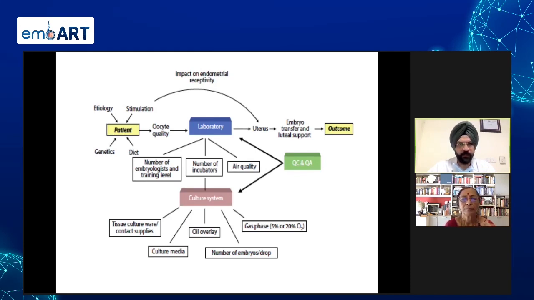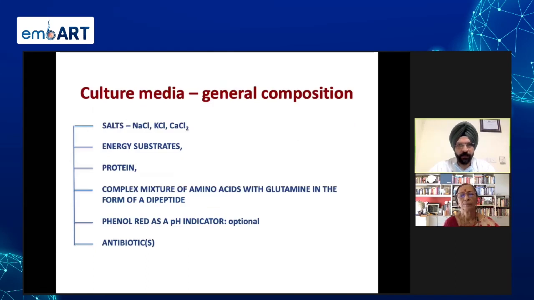It depends on patient factors, lab factors, number of embryologists, how well they are trained, number of incubators, air quality, oil overlay. There is no end to the variables. That is the reason why we have not been able to obtain optimal results in all the labs or in most of the labs. So now coming to the topic for the day, decoding the culture media. If you look at the culture media, the basic backbone is the same as any other media.